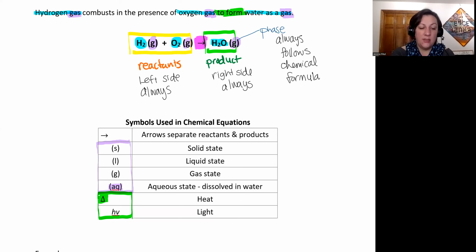So with combustion, usually it requires a flame to ignite it. So we might have written this with a little triangle. Oftentimes the heat symbol is written above or below the reaction arrow, and that's typically where you see it.